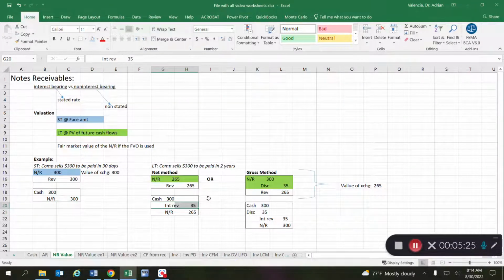But notice what we're doing here with this transaction. We're recognizing revenue from operating activities as 265, and then we're recognizing interest revenue of 35 as another type of revenue. So we're not bulking the two types of revenue together. We're distinguishing that one is related to our regular operating activities, and that another revenue is related to the fact that we allow financing for our customers.